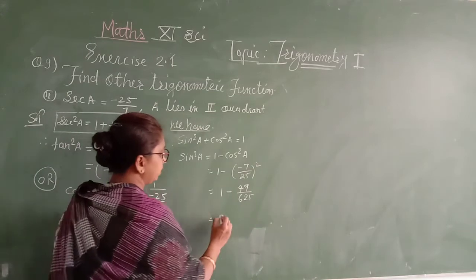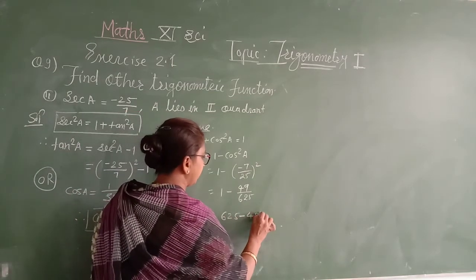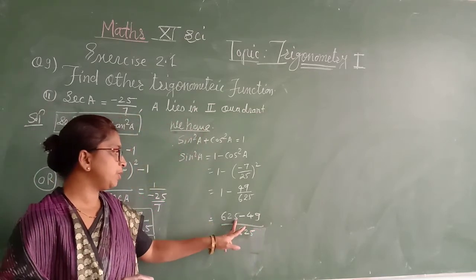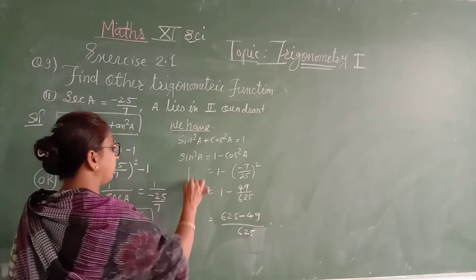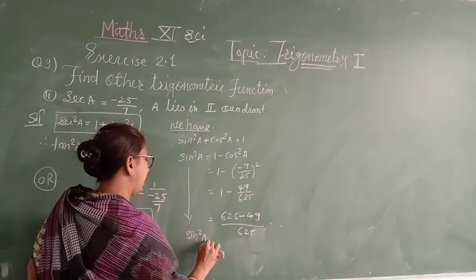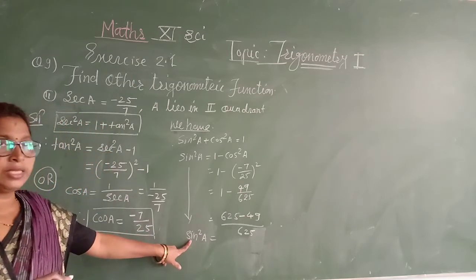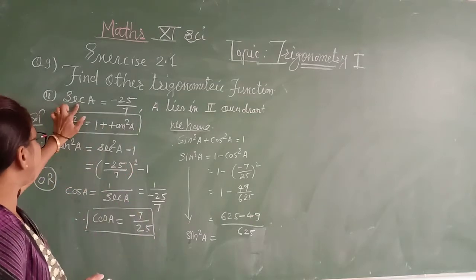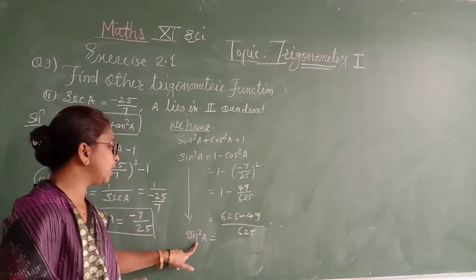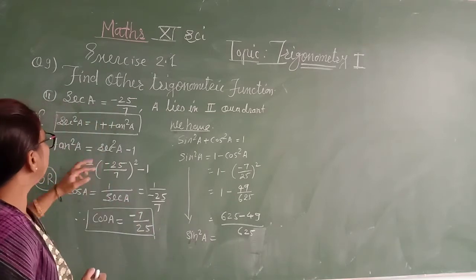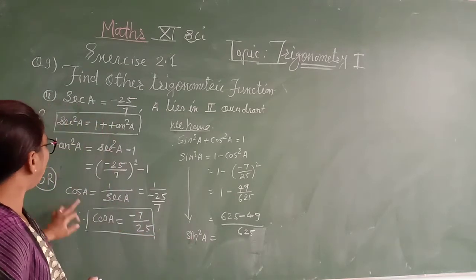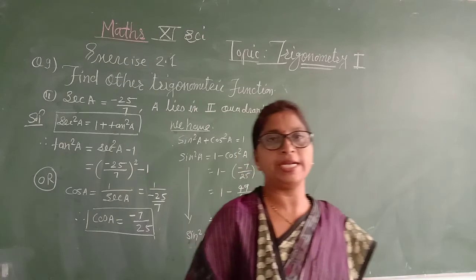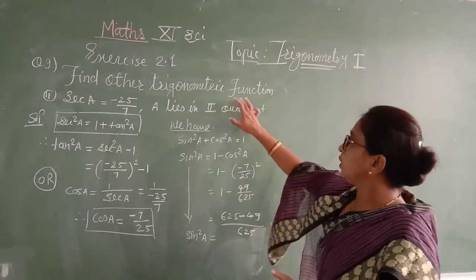By cross multiplication, we get 625 minus 49 upon 625. So here, this is the difference of this. From this, we can find sin square A. Now further, after getting sine, from sine we can calculate cosec A. Means sec is given, cos we have. From sine we will get cosec, and by using sin A upon cos A, we will get tan. So, you have to do this further calculation to find the remaining trigonometric functions.